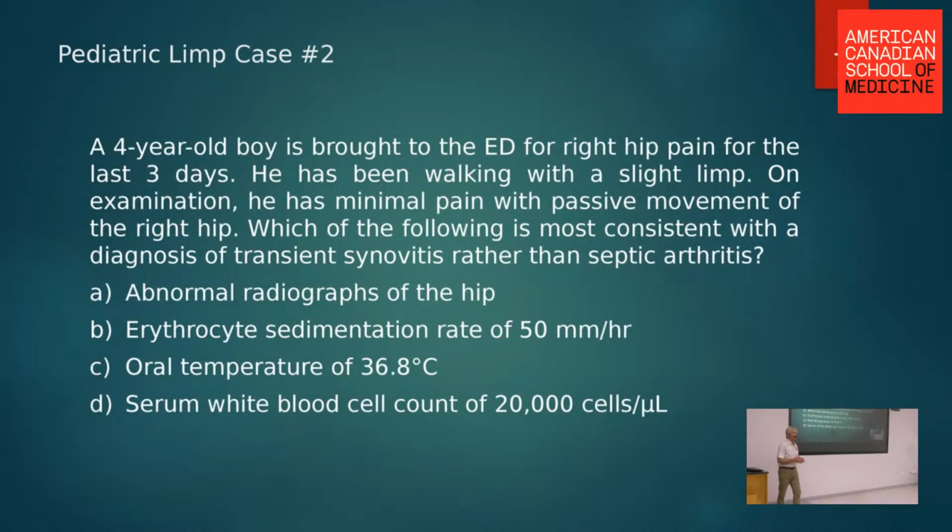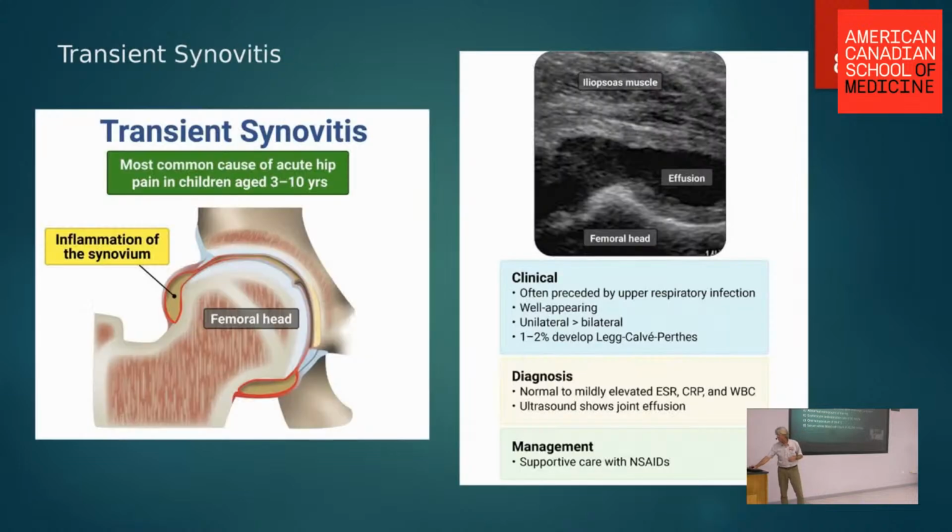Oral temperature of 36.8 correlates to 98.2 degrees. So this child would be afebrile, which is what you would expect in synovitis, and you would not expect to have an elevated white count. So the thing that would be most consistent with transient synovitis is a normal temperature. You should not have an elevated SED rate. You should not have an abnormal radiograph, and your white blood cell count should be normal. Remember, we said the normal range on white count, essentially 4,000 to 10,000. In kids, it can go up a little bit, like 12,000, but 20,000 would certainly be a little bit too high. So what is transient synovitis?